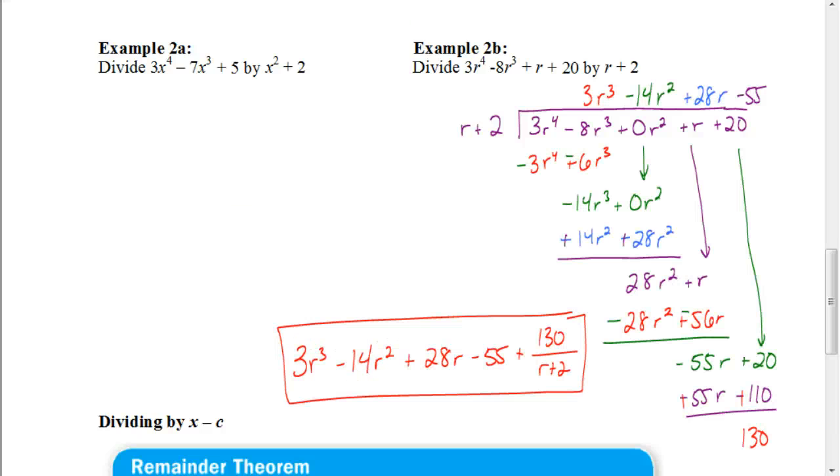Okay, so again, you should have gotten a remainder of 130 as your answer for the remainder, but your complete answer would be 3r cubed minus 14r squared plus 28r minus 55, and the way that you write your remainder would be plus 130 divided by your divisor, r plus 2. If you did not get that answer, you'll want to pause this and check your work with the work that I have here to figure out where you made your mistake.